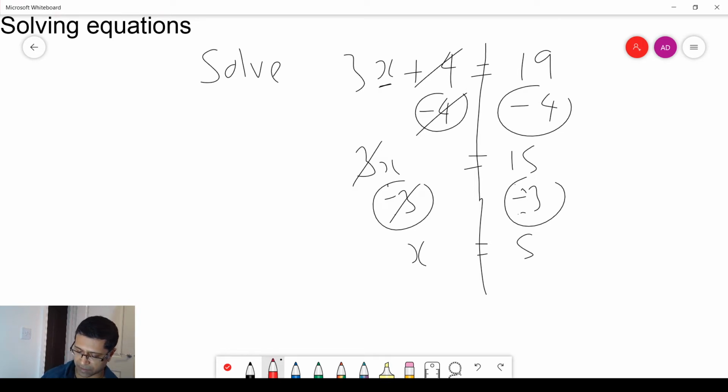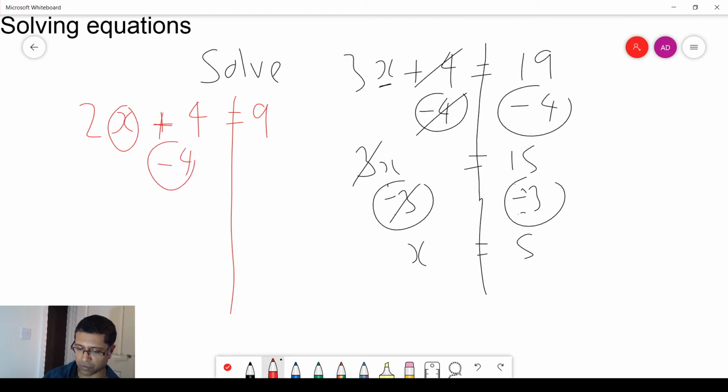Right, you can do a similar type of question. Let's say you got something times 2 add 4 is equal to 9. Right, we want x by itself, so to get rid of plus 4, you minus 4. What have you done this side? Do on the other side. So 4 take away 4, they knock each other out. You're left with 2x is equal to 9 take away 4 is 5.